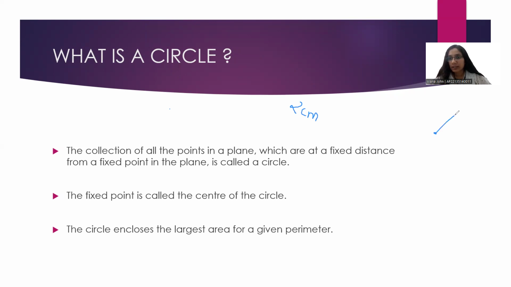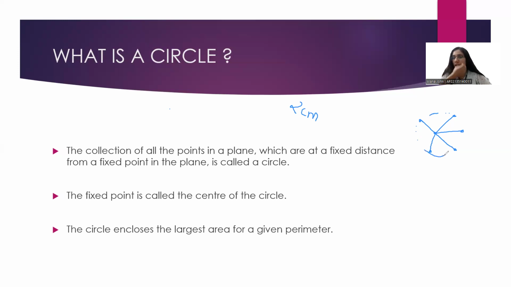Suppose this point is at a distance of 2 centimeters from the fixed point. This point will also be at 2 centimeters from the fixed point. This point will also be at a distance of 2 centimeters. So we need all those points which are at an equal distance of 2 centimeters from the fixed point. Then this point is also at a distance of 2 centimeters. This point. Likewise, we will be getting many points like this, which are at a distance of 2 centimeters from the fixed point.